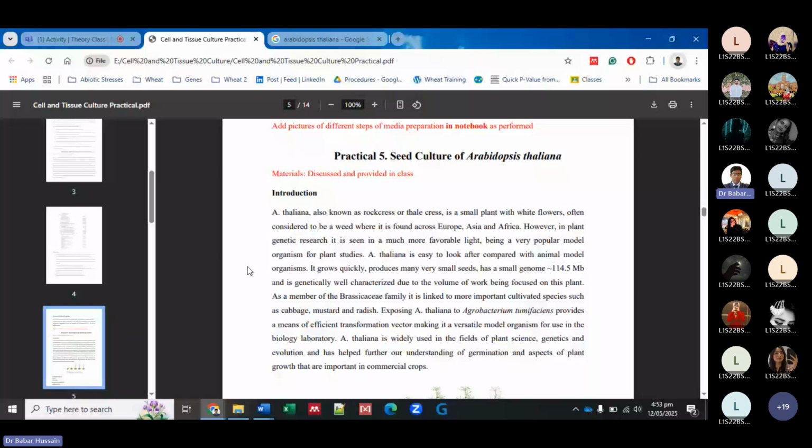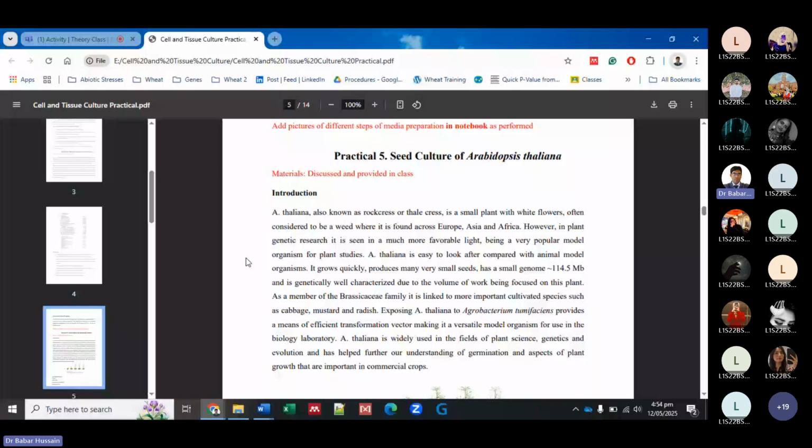It is used in the fields of plant science, genetics, agronomy, evolution, germination, plant growth, plant development, gene expression, gene knockout, CRISPR studies, TILLING, etc. Knockout mutations, anything you can name, each and everything has already been performed in this plant, and most of its genes have already been characterized or studied for their functions. That's why it is a model plant.